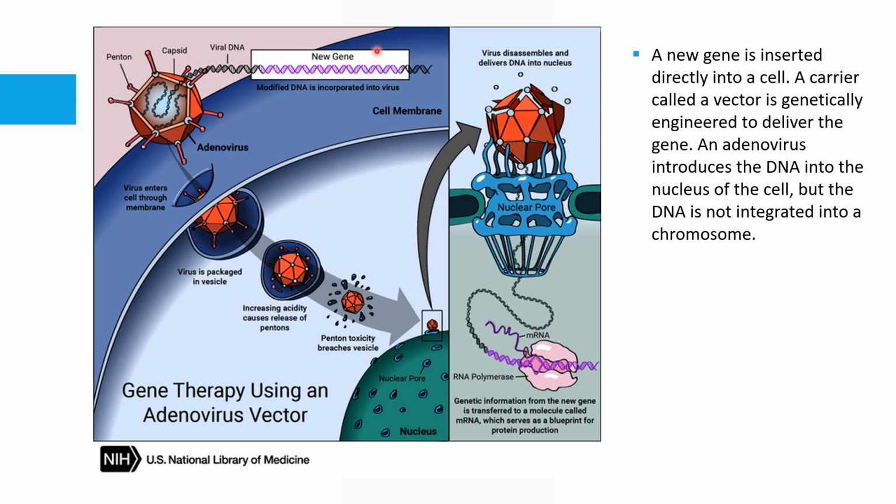We also have here another diagram showing how gene therapy works. In this diagram, we have gene therapy that uses a viral delivery system, and that virus is the adenovirus vector. A new gene is inserted directly into the cell, and a carrier called a vector is genetically engineered to deliver the gene. An adenovirus introduces the DNA into the nucleus of the cell, but the DNA is not integrated into a chromosome.